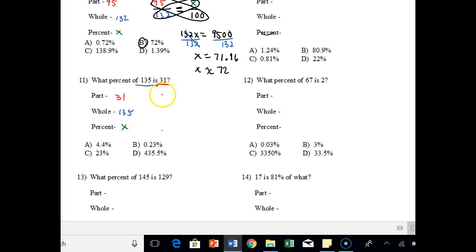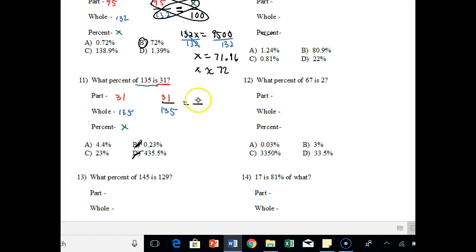So I've got my part, which is 31, over my whole, which is 135. Basically, this is saying if I shot 135 free throws and I made 31, what would my percent be, right? So you could even go into the bottom here and be like, there's no way it's going to be 435.5%. It's not going to be 0.23 either, because that's just way too small. That means I didn't even make one, right? And it's probably going to be between these two. 4.4 would be pretty small, so I'm going to guess C. Let's see if my guess turns out correct.